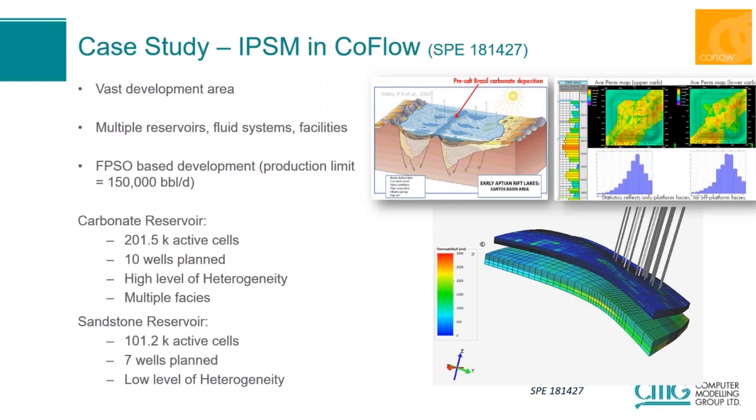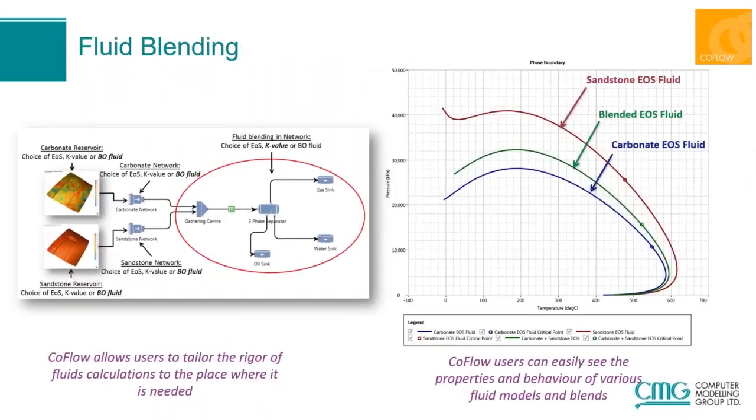And together, these two reservoirs have been developed using an FPSO-based development, which has a production limit of 150,000 barrels per day. And both these reservoirs have different fluid systems and different facilities as well. So in terms of the fluid, you have the choice of using any fluid type in any of the reservoirs. So in carbonate, I can use EOS, K-value, or black oil fluid, and same thing in sandstone. Then I take this production down to the carbonate and sandstone networks, as you can see. So carbonate fluid goes to carbonate network and sandstone fluid goes to sandstone network. And again, you have the choice of using any fluid type.